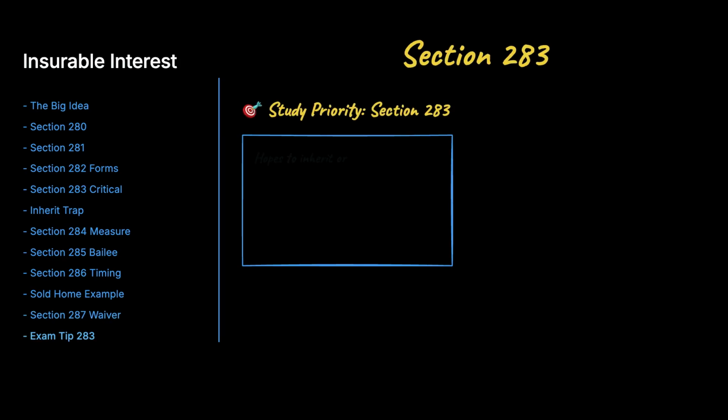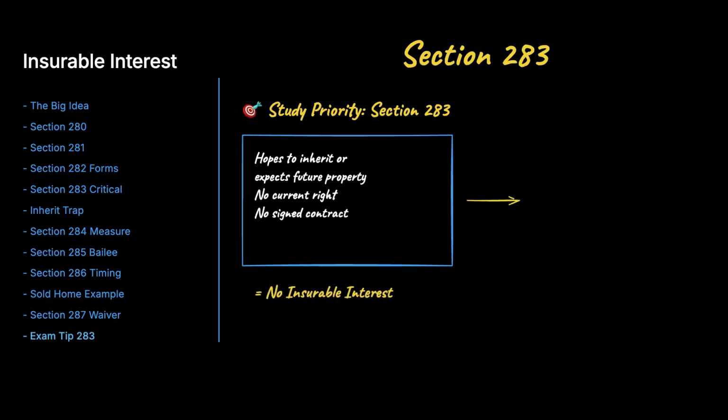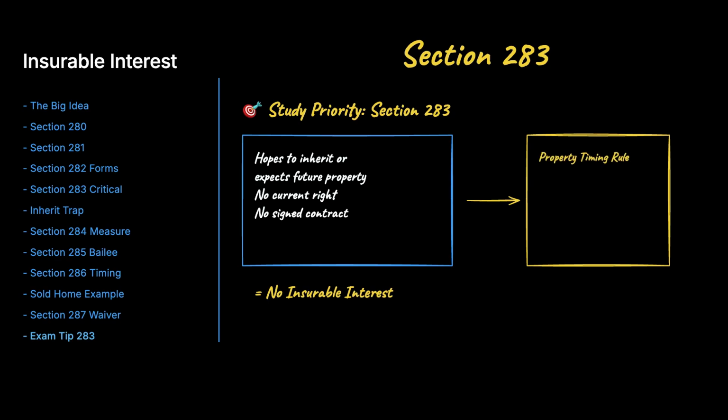Here's where I'd spend your study time. Section 283 is the heavy hitter. Whenever a question describes someone who hopes to inherit or expects to receive property in the future, with no current right and no signed contract, the answer is no insurable interest exists. Also memorize the property timing rule, inception and loss.